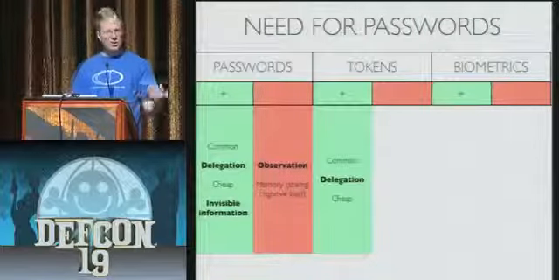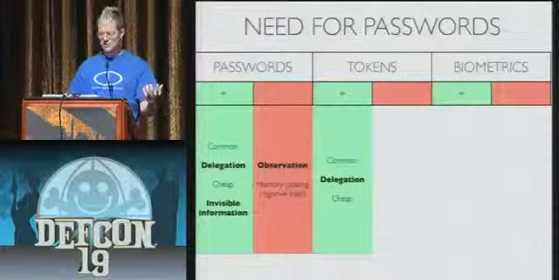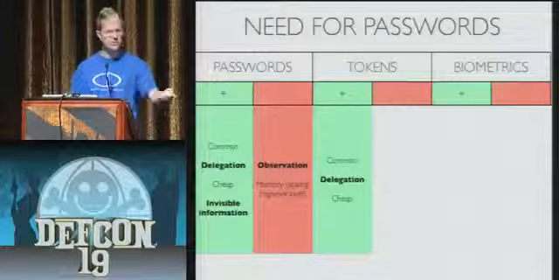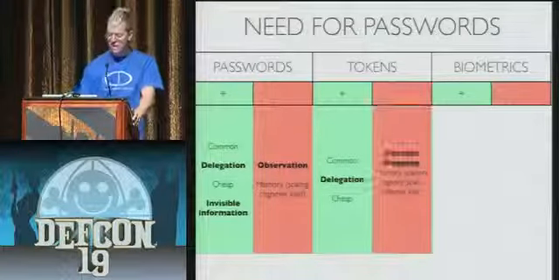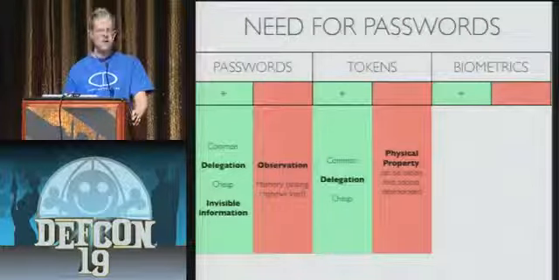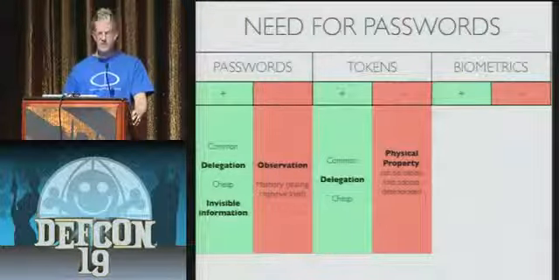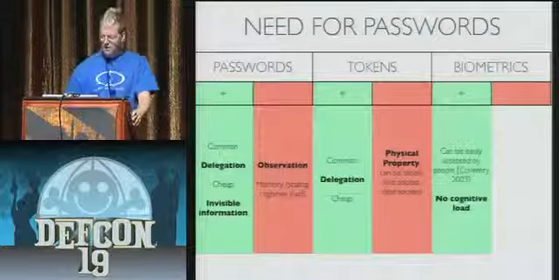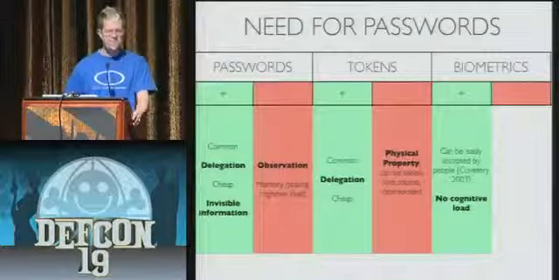Tokens are also cheap, like passwords, and they're commonly available, and you can delegate them. You can give someone your key. But it is a physical thing. They can be stolen, they can be copied, they can be lost, and they can deteriorate. They can stop working.